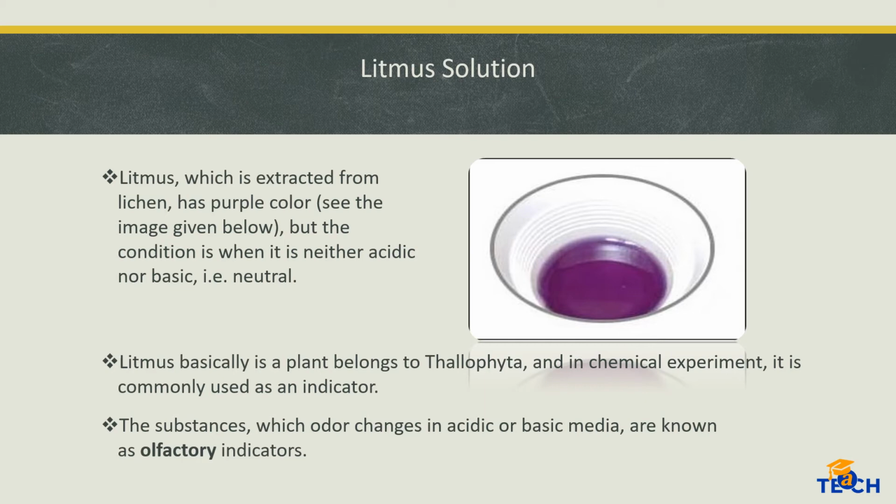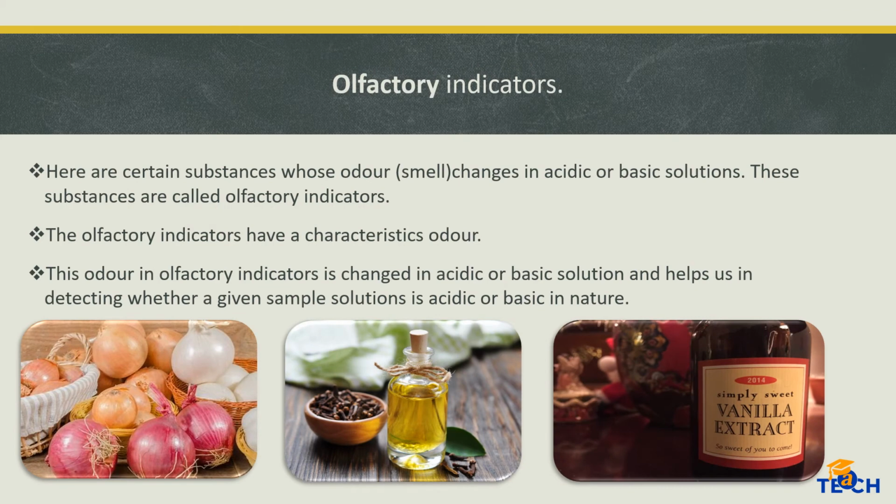Litmus basically is a plant belonging to Thallophyta, and in chemical experiments, it is commonly used as an indicator. The substances whose odor changes in acidic or basic media are known as olfactory indicators. What are olfactory indicators? There are certain substances whose odor, smell, changes in acidic or basic solutions. These substances are called olfactory indicators. The olfactory indicators have a characteristic odor. This odor is changed in acidic or basic solution and helps us in detecting whether a given sample solution is acidic or basic in nature.